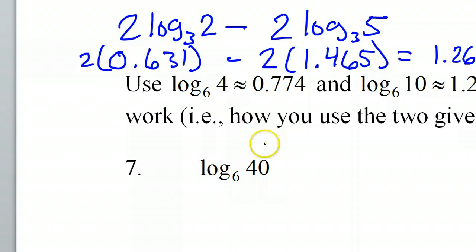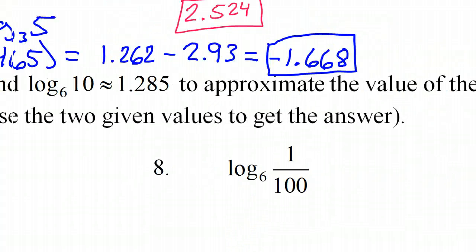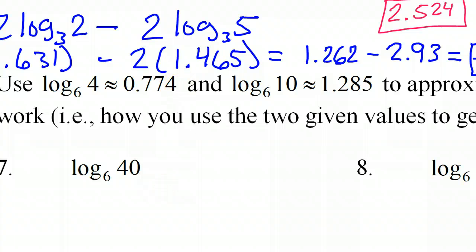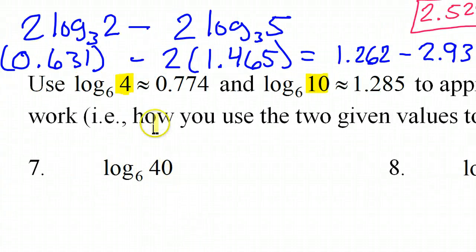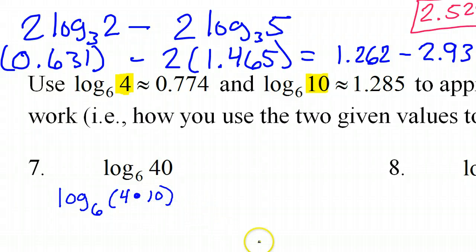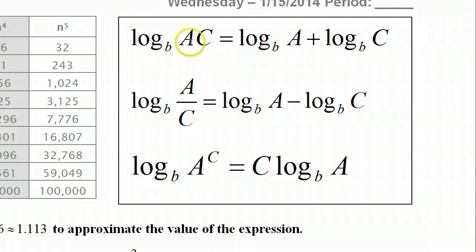Okay, moving on. For these next few problems, same idea, but we've got these new decimals. So this time it's all about 4's and 10's. So we need as many 4's and 10's as possible. Number 7 is looking pretty easy then, because 40 can be written as log base 6 of, all right, we need 4's and 10's. How about this? 4 times 10. Beautiful. And now we can use that first rule where multiplication splits apart as addition.